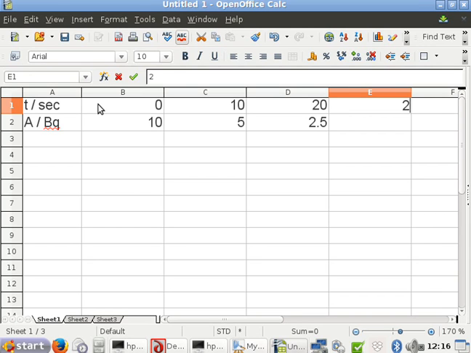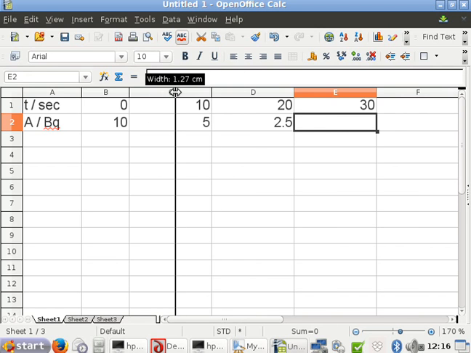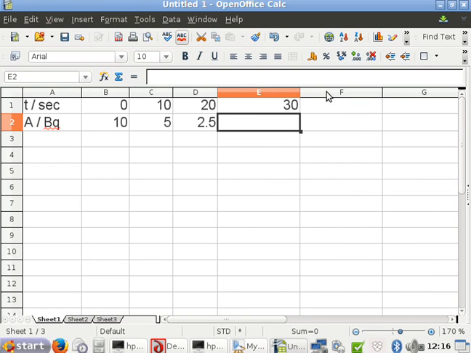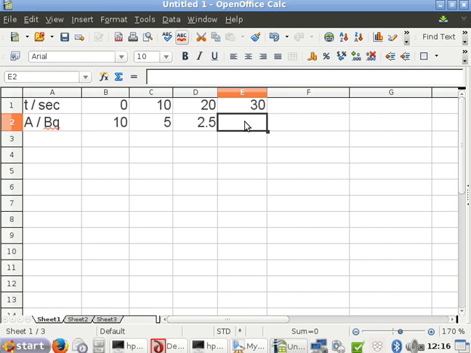And then 30, can you see what's happening here? What's the half-life time? 10 seconds. So what should this one here be? It should be this one divided by 2.